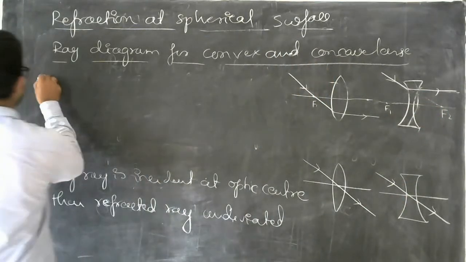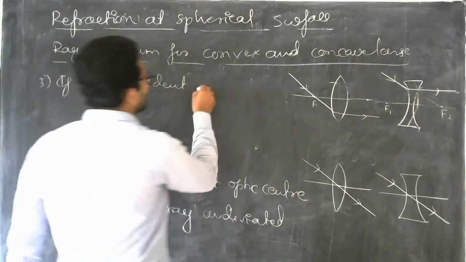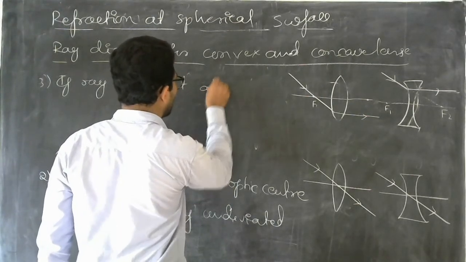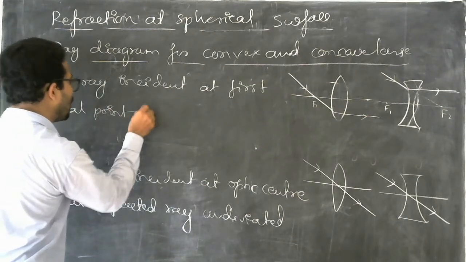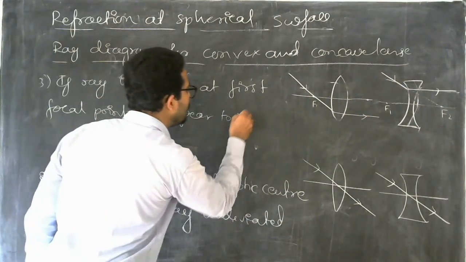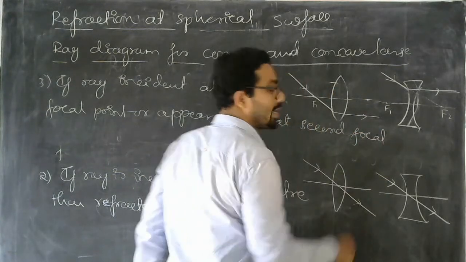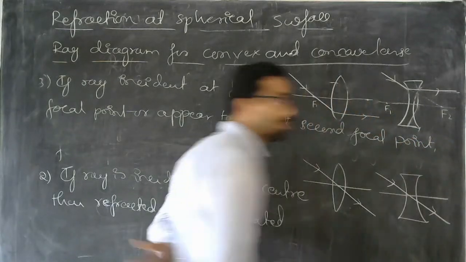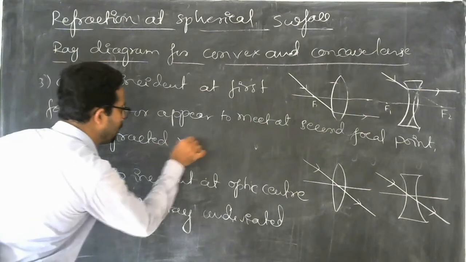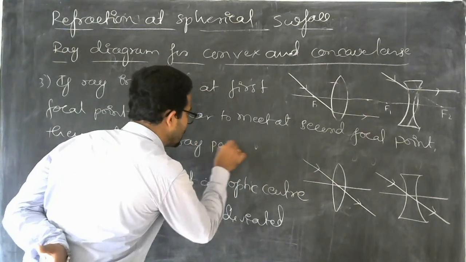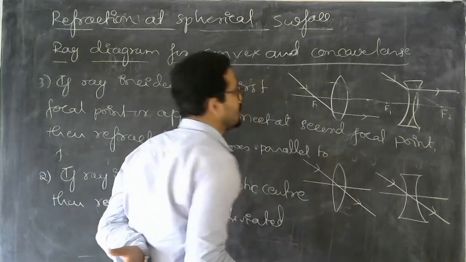So let's write the third point. If a ray is incident at the first focal point, or appears to meet at the second focal point, then the refracted ray passes parallel to the principal axis.